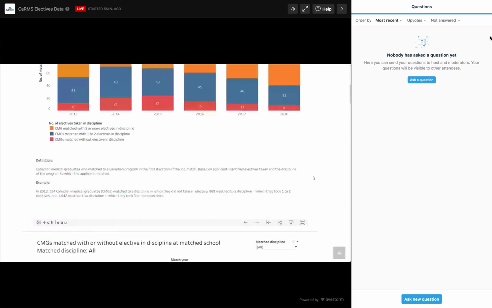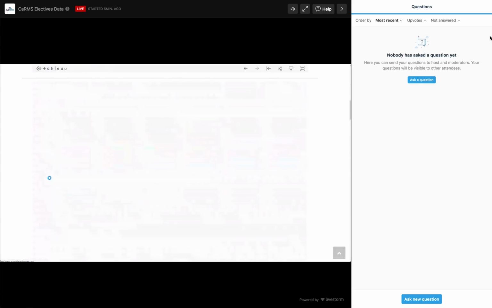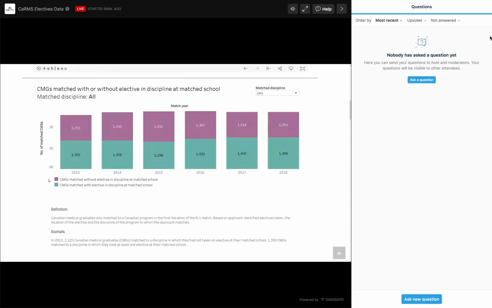Now going down to the second view, this is focused on the applicants who matched to a discipline and whether or not they took an elective in that discipline at the matched school. Again, to orient you, we have two categories: the pink or mauve are the CMGs matched without an elective in the discipline at the matched school, and the teal is CMGs matched with an elective in the discipline at the matched school.